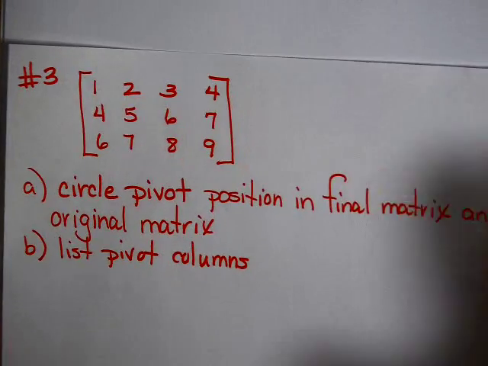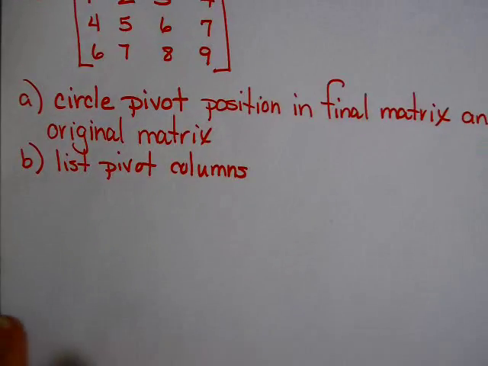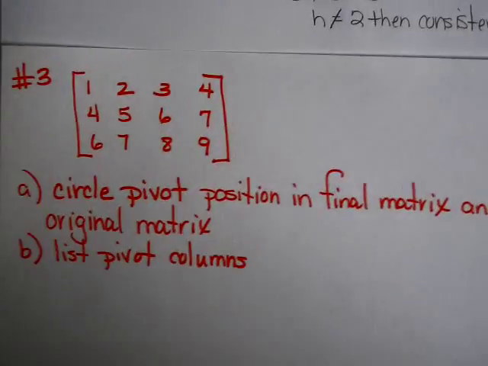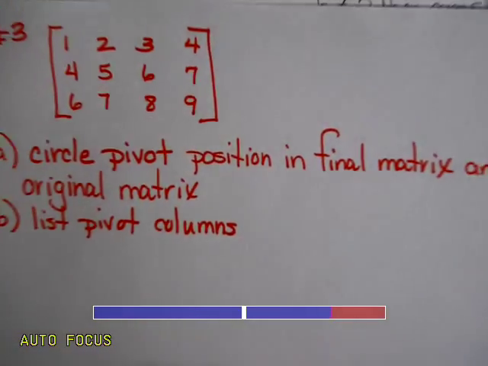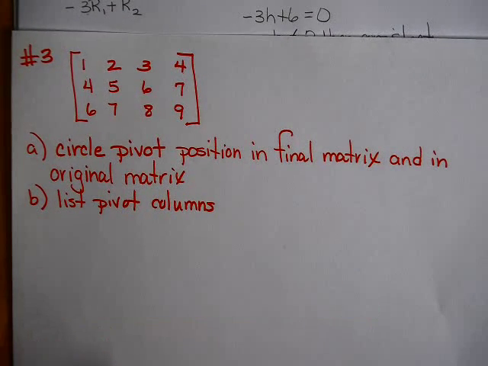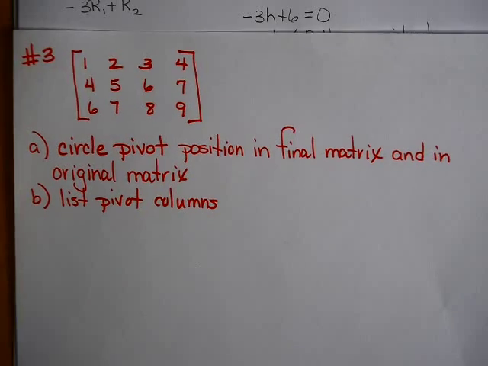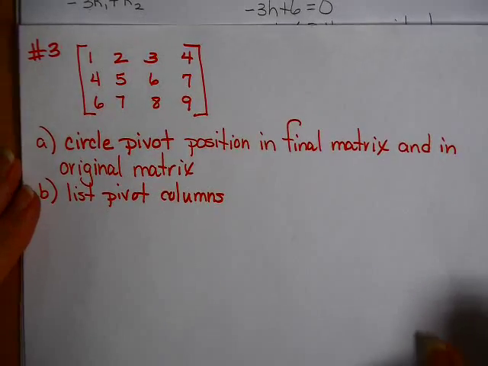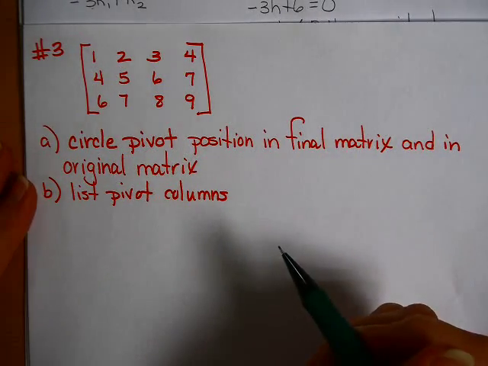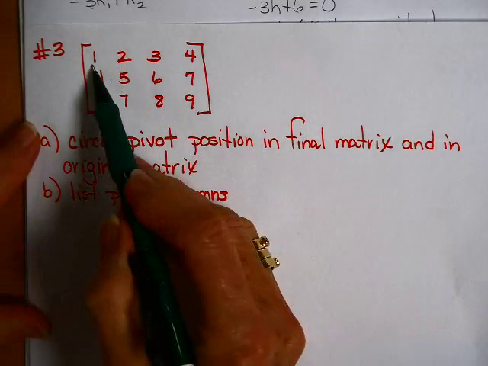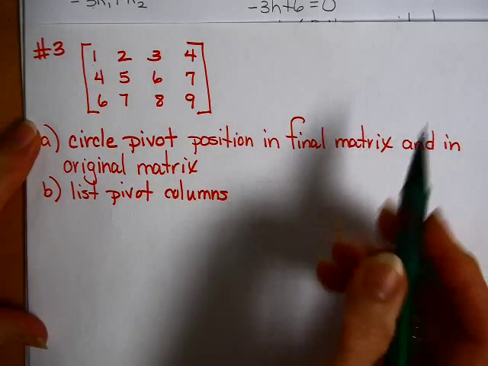All right, here's a matrix. I don't like the numbers at all, but this is number 3 out of your book. They want us to circle the pivot position in the final matrix and in the original matrix, and list the pivot columns. So we're looking for pivots. You guys help me out. I don't have to interchange any rows because I've already got something right there. So what am I going to do?